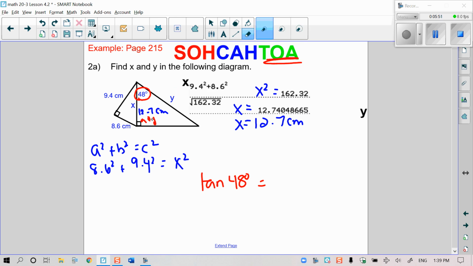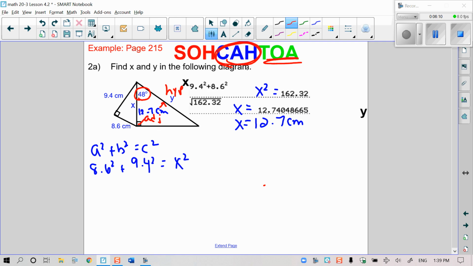Back up the bus. Okay, so we do have the 12.7 is adjacent. That part was right, but let me look at y again. Y is not opposite. It's opposite the 90-degree angle, which is the hypotenuse. So I have cosine, adjacent and hypotenuse. I'm going to use cosine. So let's try that again. The cosine of 48 degrees is equal to adjacent over hypotenuse, which is y.